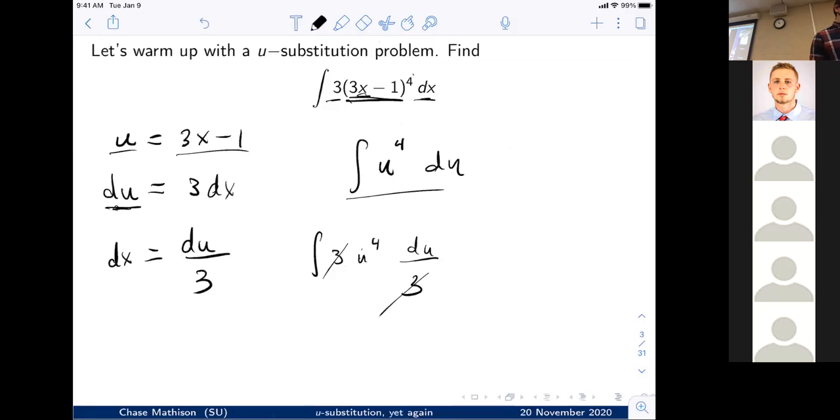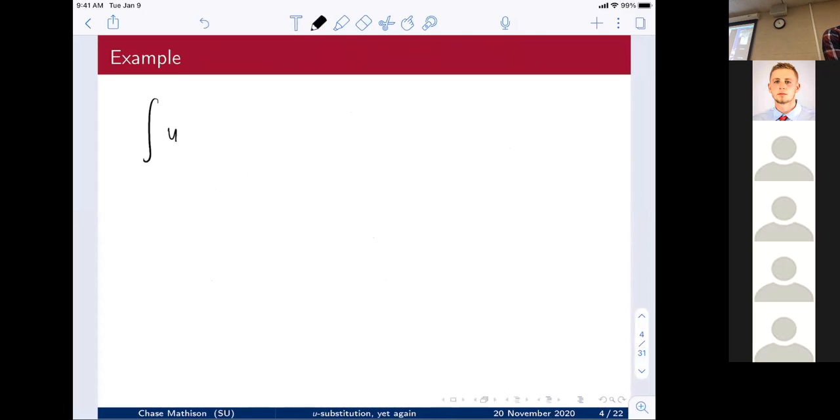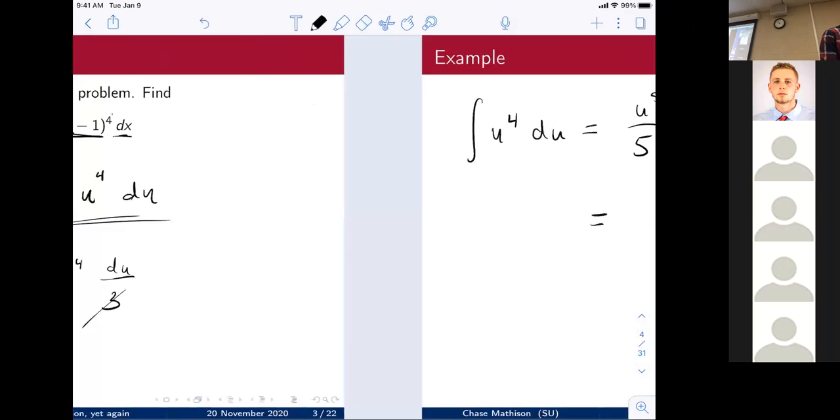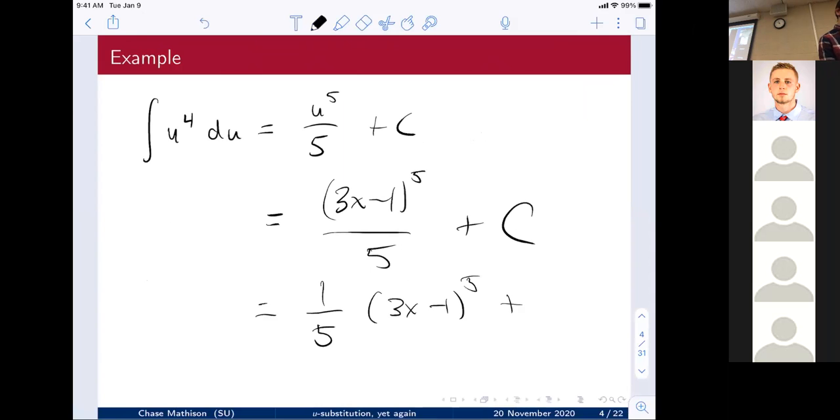So what's an antiderivative of u to the fourth? Good, u to the fifth over 5 plus some constant. And then I need to substitute back in for u. That's going to give me (3x minus 1) to the fifth divided by 5 plus some constant. Yeah, absolutely, you could write this as 1/5 times (3x minus 1) to the fifth.